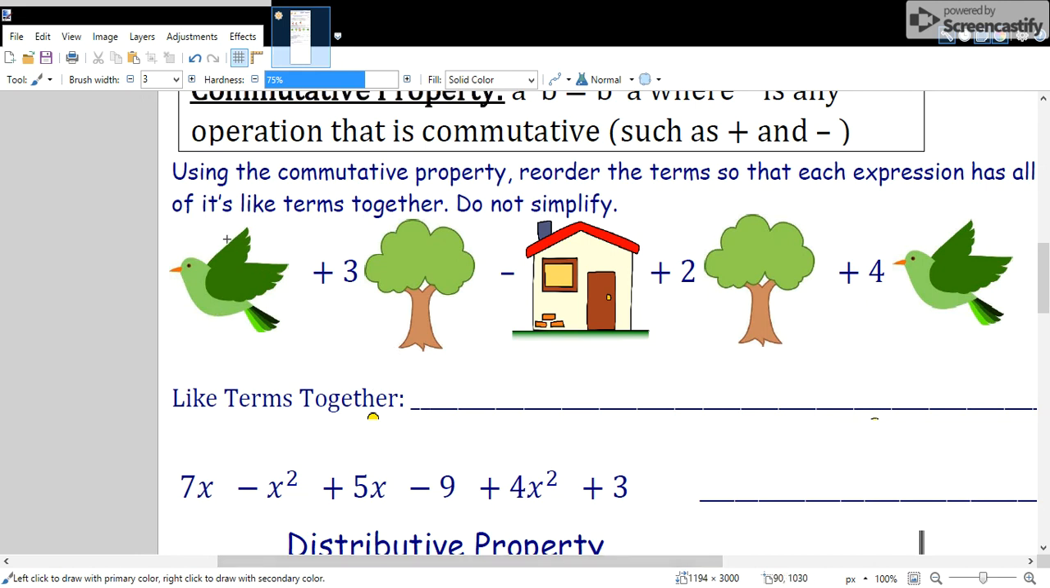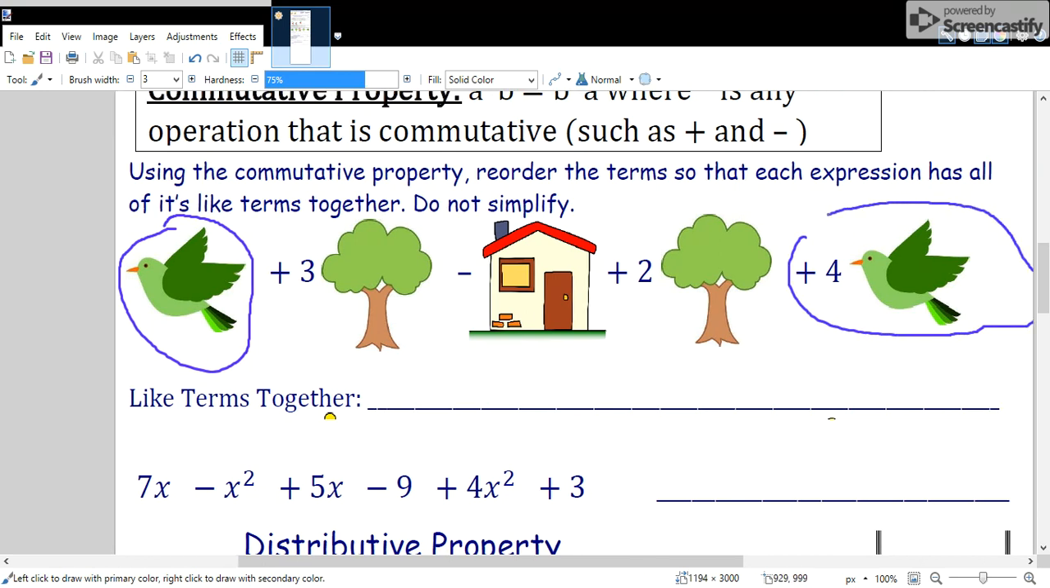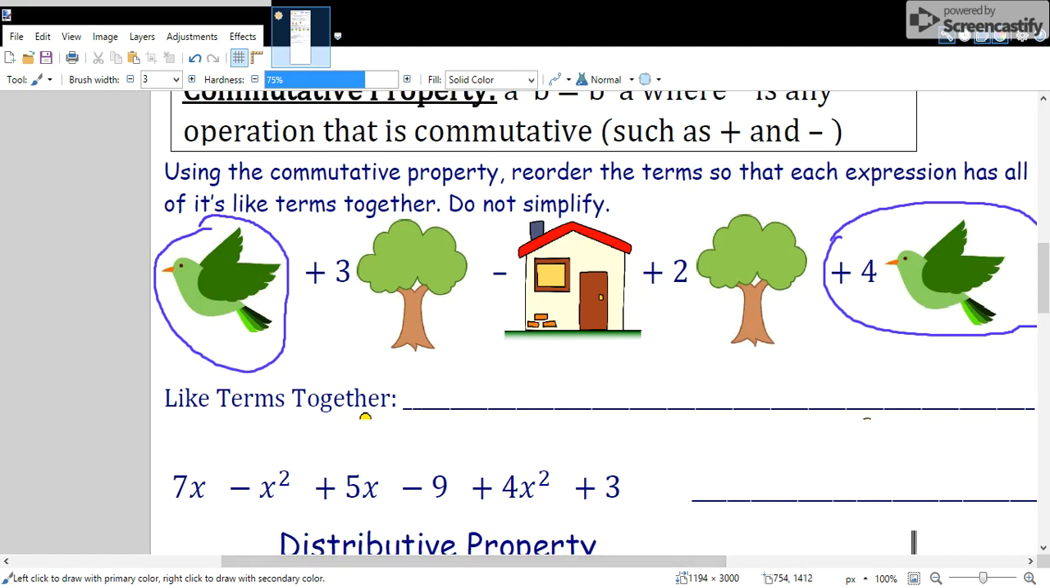We have the birds first, so let's go ahead and circle those. And make sure to include the operation sign and the numbers if there are any. So we have 1 bird plus 4 birds. And we're done with the birds now.